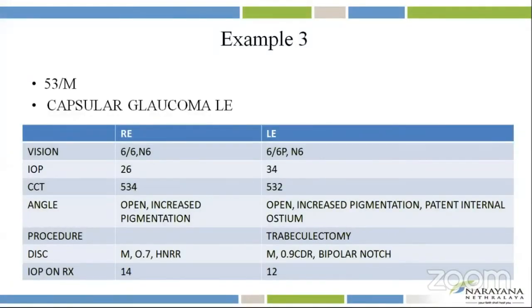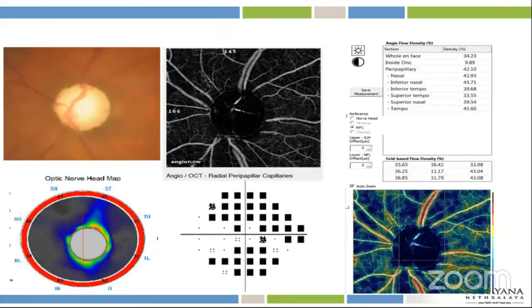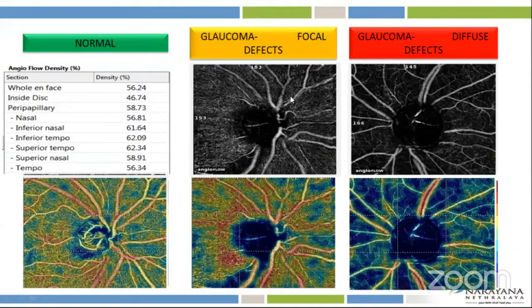Example 3 was a 53-year-old patient with pseudoexfoliation glaucoma in the left eye with pressures of 34. The angles were open. A trabeculectomy had been done. The disc was medium-sized with a 0.9 cup to disc ratio with a bipolar notch. It was an advanced glaucoma on the visual field and the RNFL, with a decrease in the vessel density.